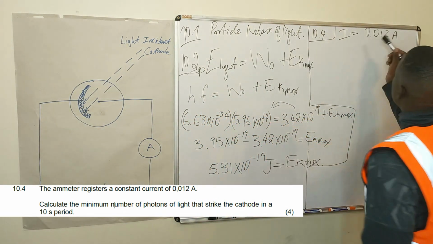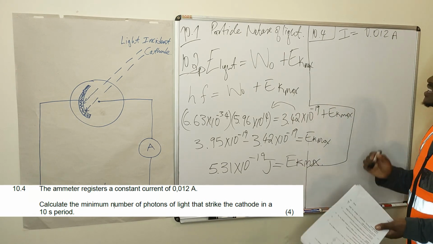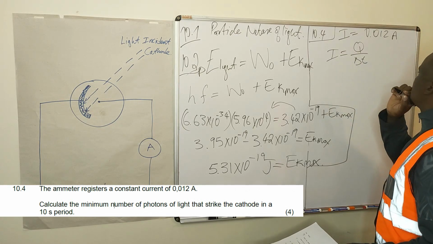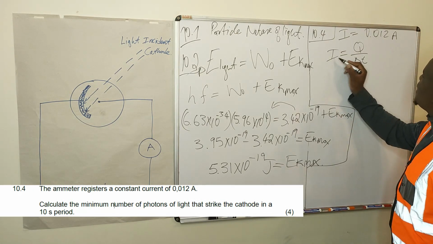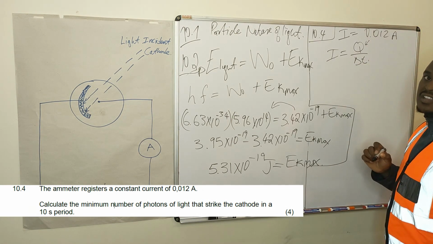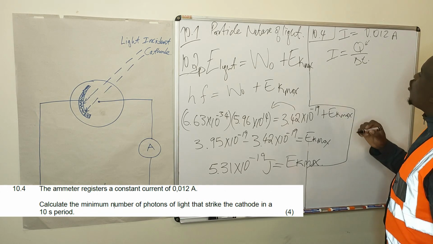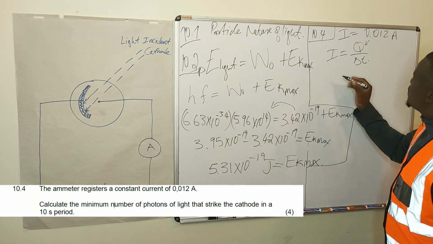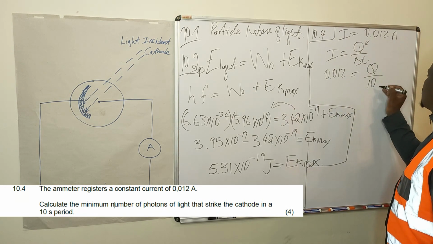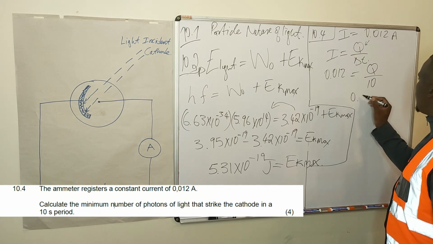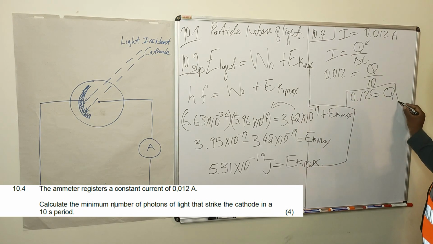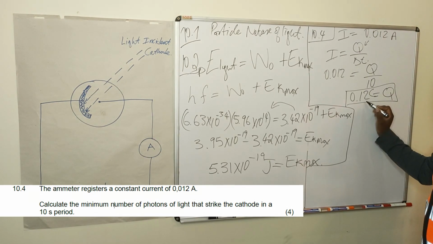So, we're given this current. What is current? Current is the rate of flow of charges, right? So we have current, and we have the period, which is that 10 seconds. We can find the amount of charge. So we say current, 0.012, is Q over t, where t is 10 seconds. So this times that gives 0.12 coulombs. This is our charge.